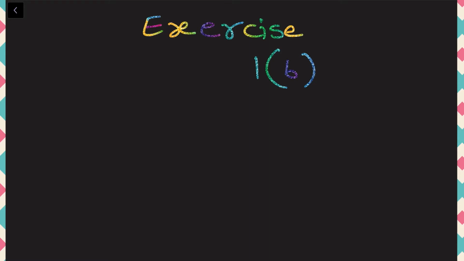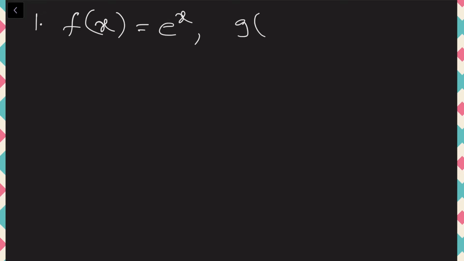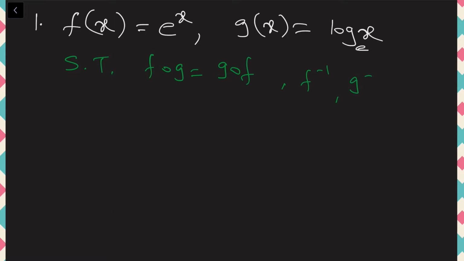Okay, now the first question is, f of x is equal to e power x, and g of x is equal to log x base e. Then he is asking to show that f of g is equal to g of f, and then to find the inverses, f inverse as well as g inverse. Okay, let us solve one by one.